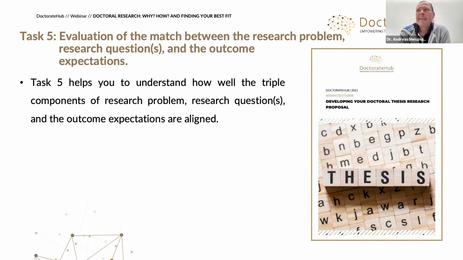So, at this first point, which is a very important one, because it's the researcher's dilemma, or the researcher's bias point, or the researcher's conflict of interest, however you want to call it. It's the point where you might turn out to be your biggest enemy. And you should understand if you are your biggest enemy. It's the evaluation of the match between the research problem, the research question, and the outcome expectations.